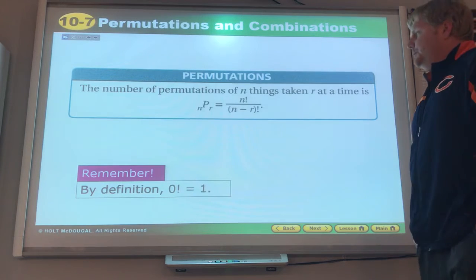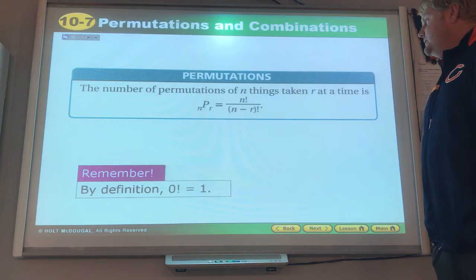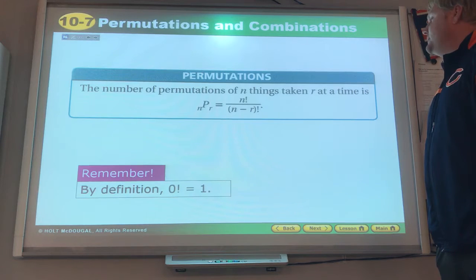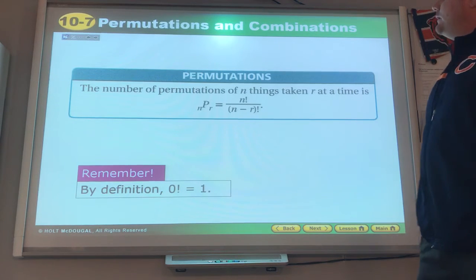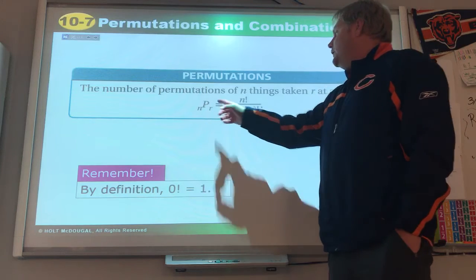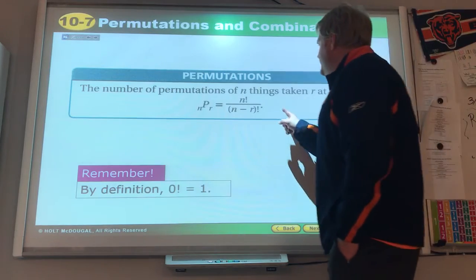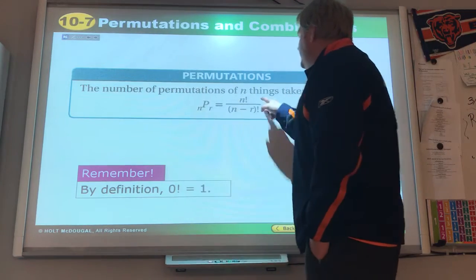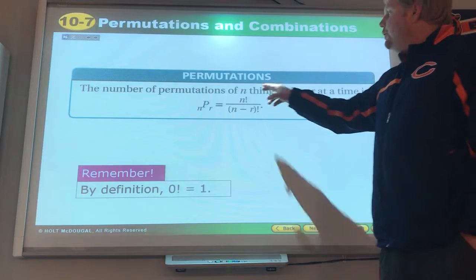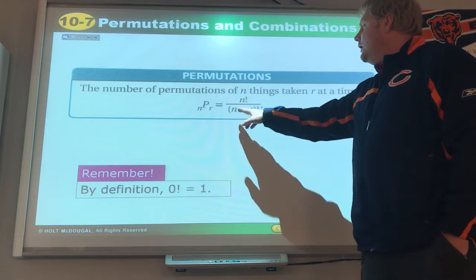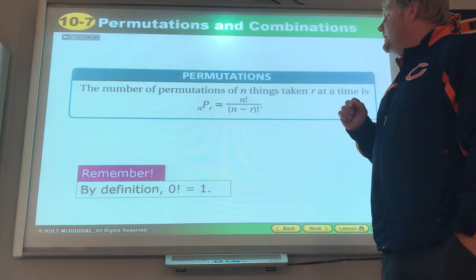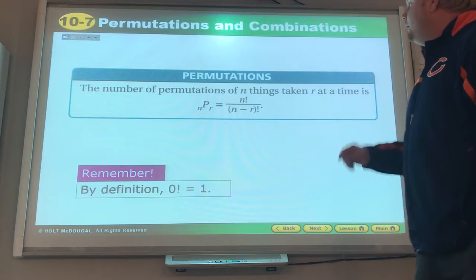The number of permutations of n things taken r at a time is nPr. National Public Radio, how nice. You do want to write this down so you have it for a little bit later. Notice there's a factorial on top. We do a subtraction thing with a factorial on the bottom. All right.